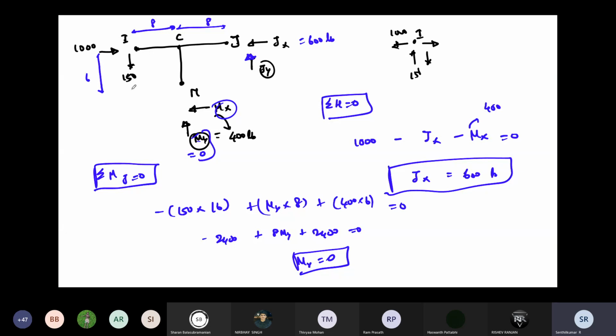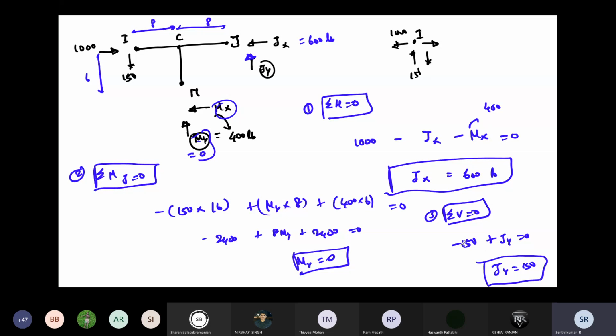Horizontal value is 400. So now I can find out easily Jy. How can I find out Jy? Sigma V equal to 0. So sigma V equal to 0, 150, then again My is 0, then plus Jy equal to 0. So Jy equal to 150 LB. So the assumption of direction is right. So you can keep it like this. So this is over. So that reaction also we found out.